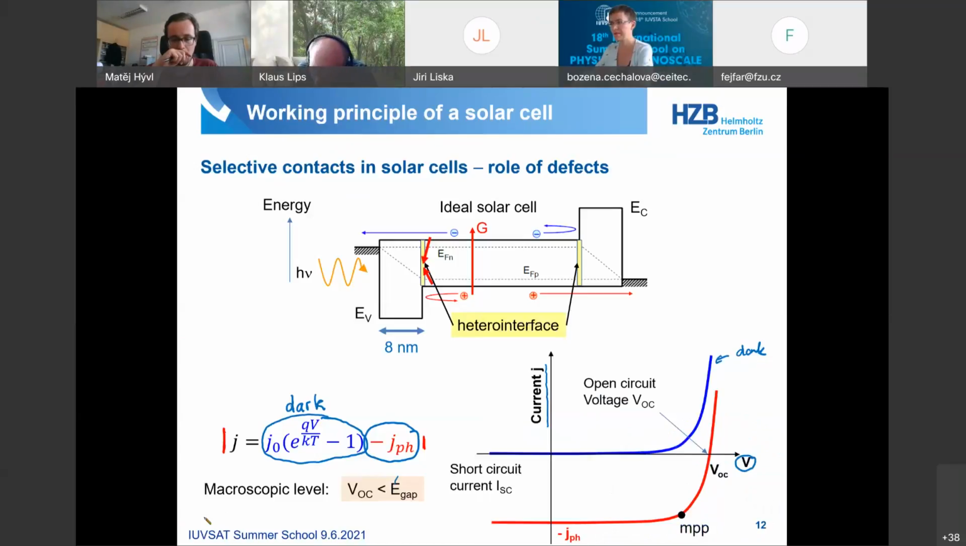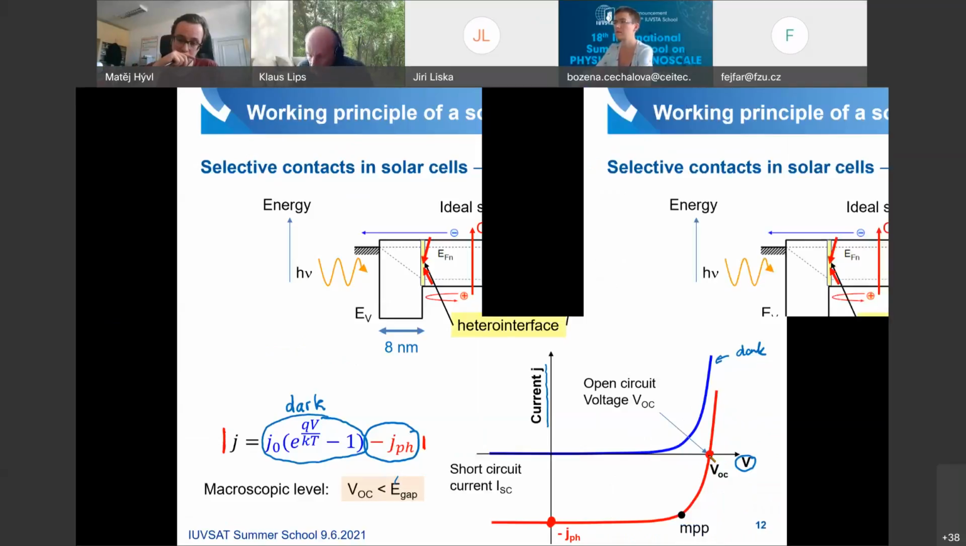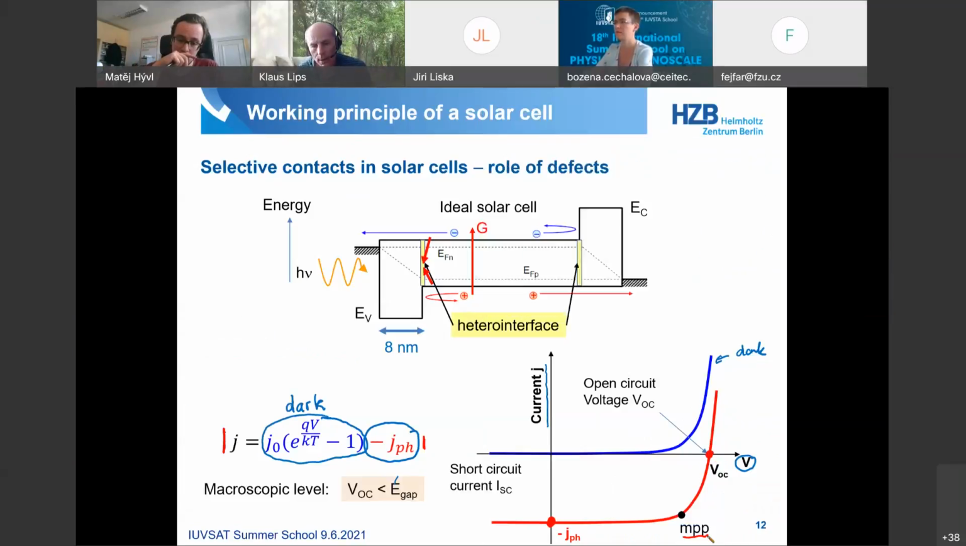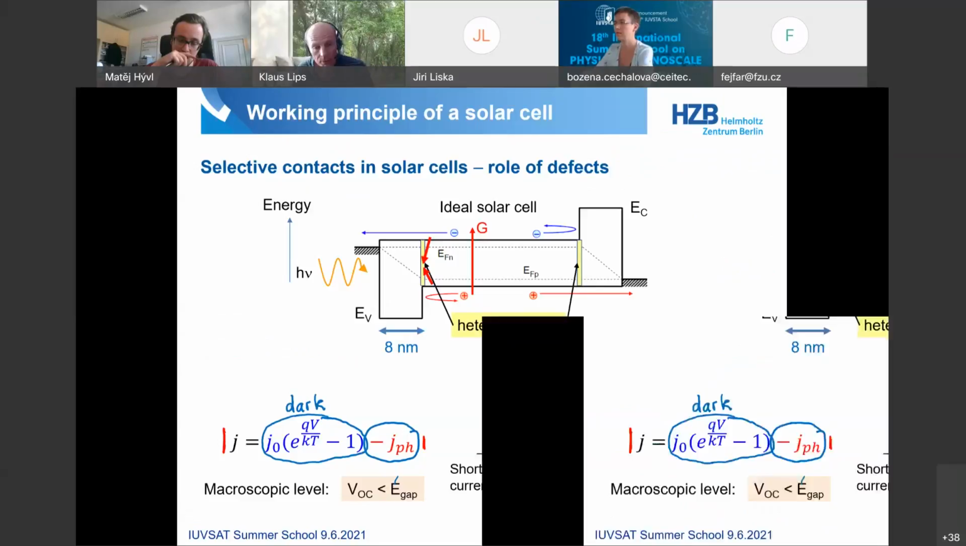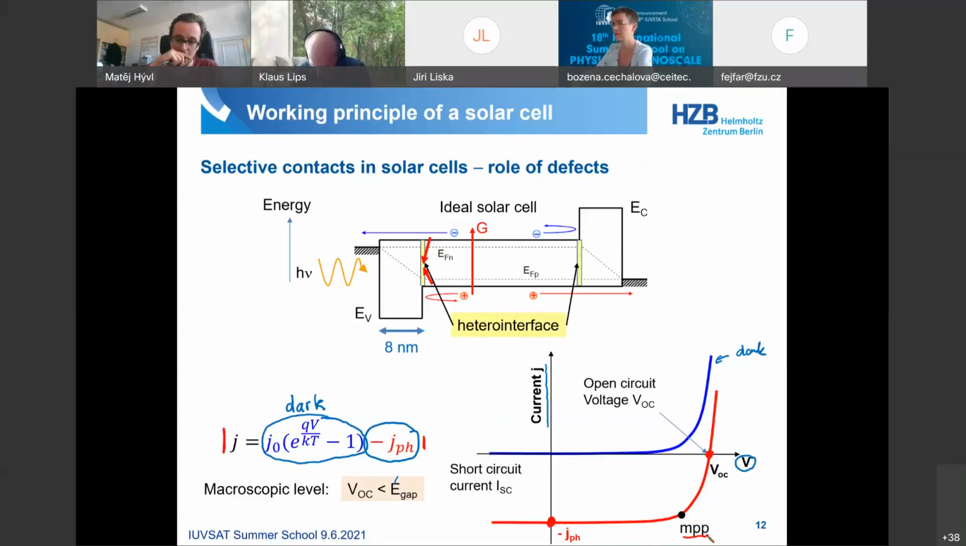This current here is the short circuit current that tells you how many photons have been absorbed in general. And we have the point where there is no current flowing, and that is the open circuit voltage. In between these two points, we have the maximum power point, where we can withdraw the maximum power from the solar cell. That's where we want to run the solar cell.